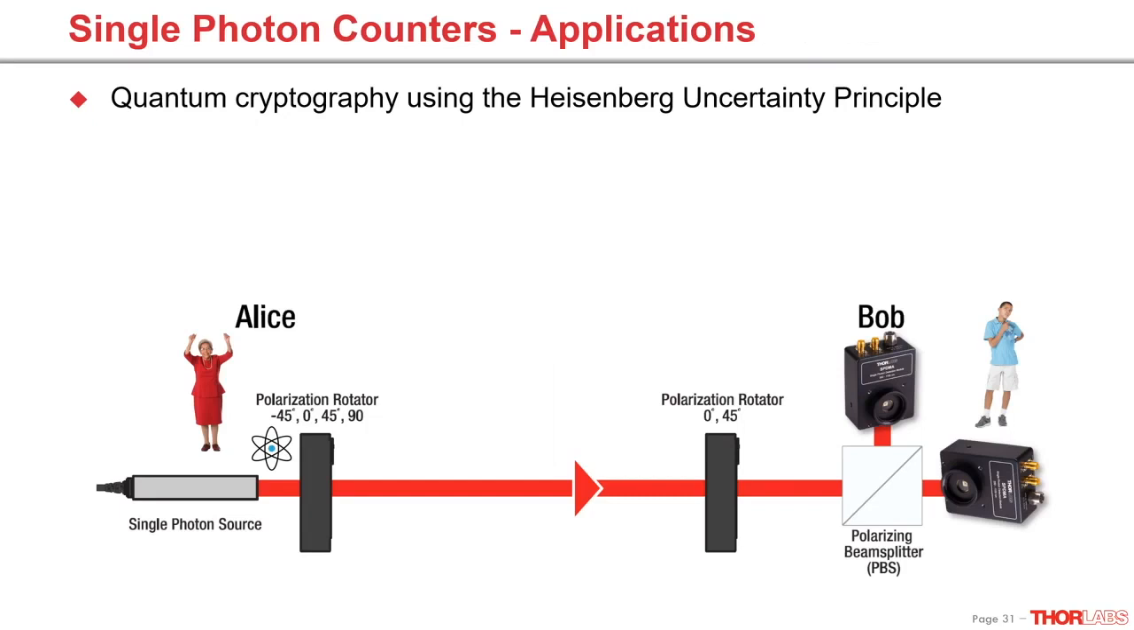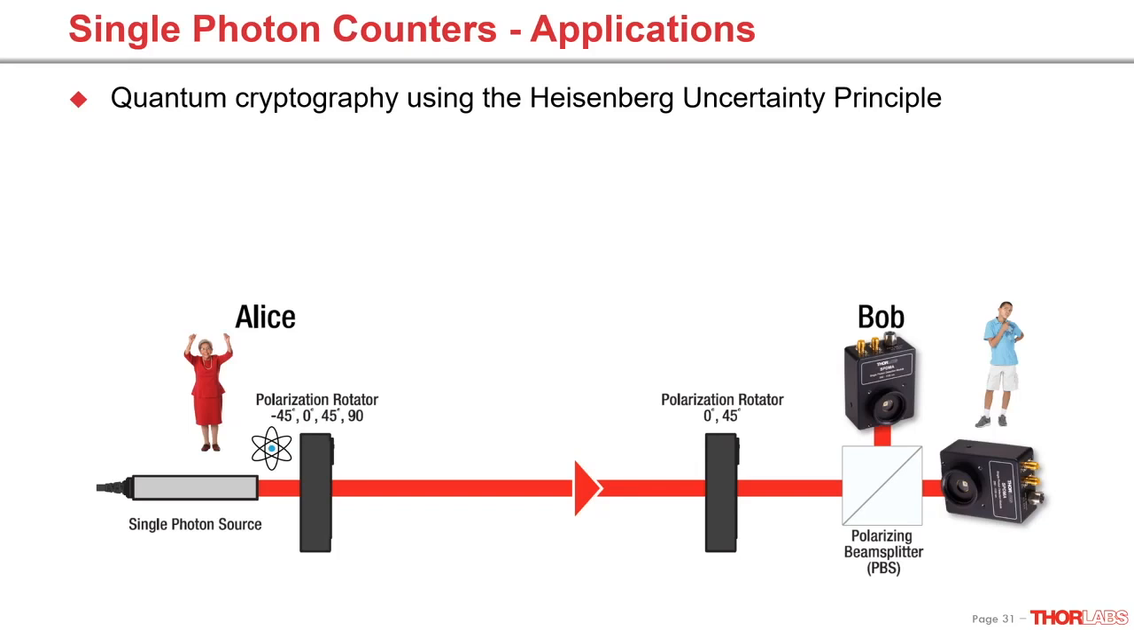Here is an example that shows single photon counting in a contemporary application, quantum cryptography. Regular encryption is breakable, but not quantum cryptography. The example demonstrates the simplest case of quantum cryptography, the quantum key distribution. It uses the Heisenberg uncertainty principle to prevent eavesdroppers from cracking the code.